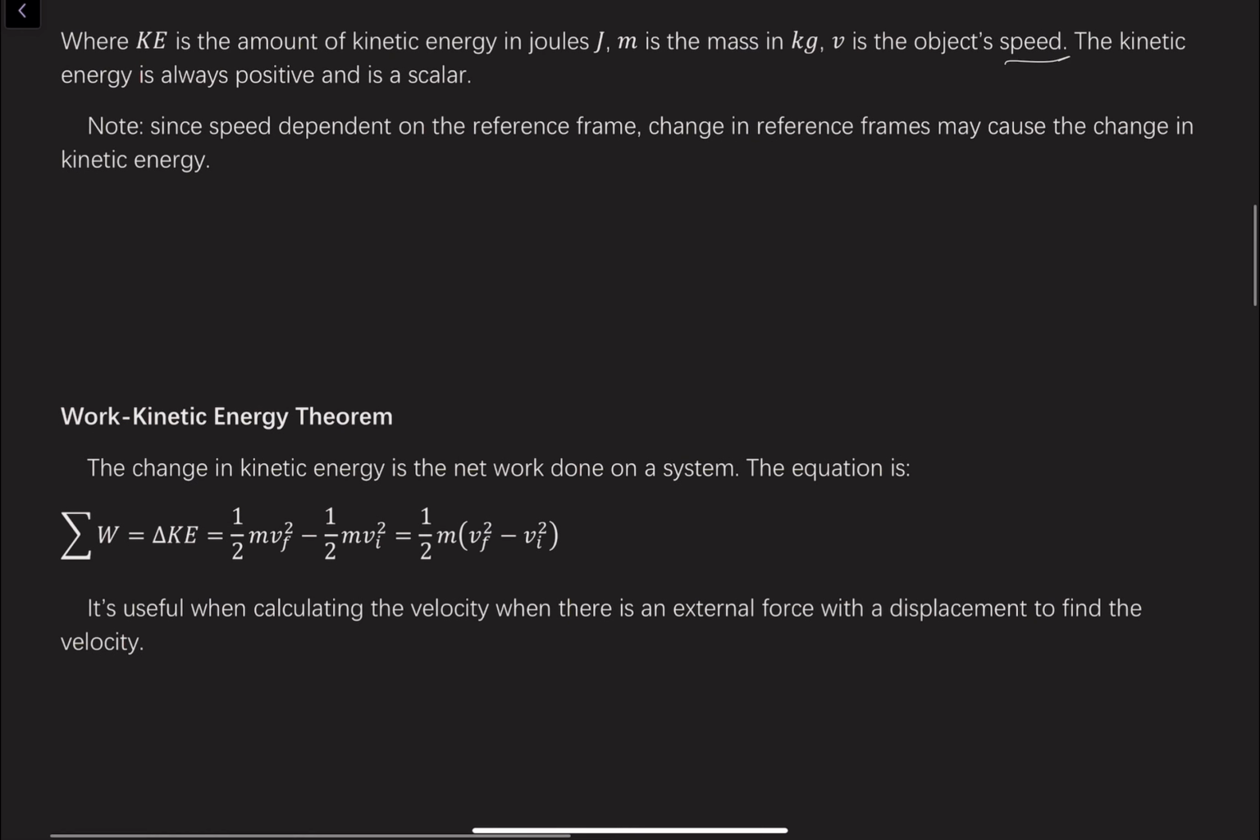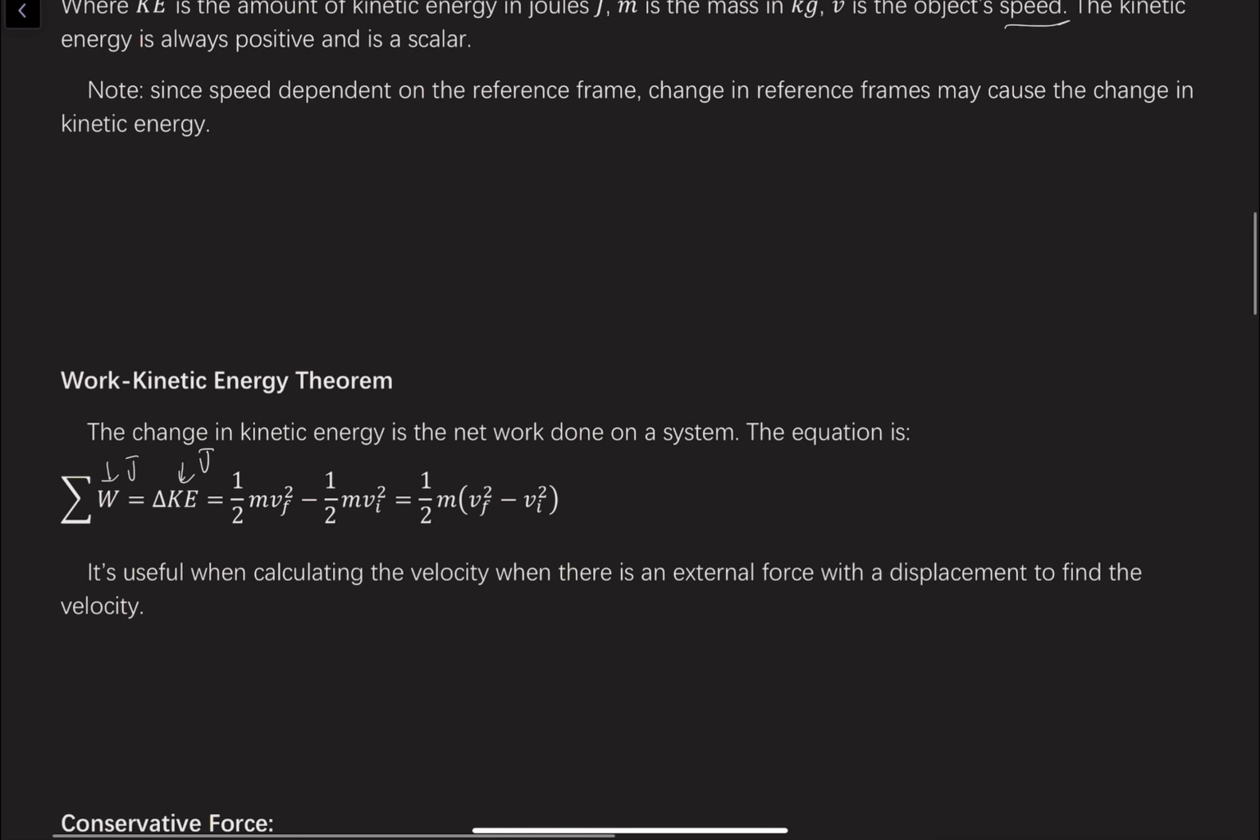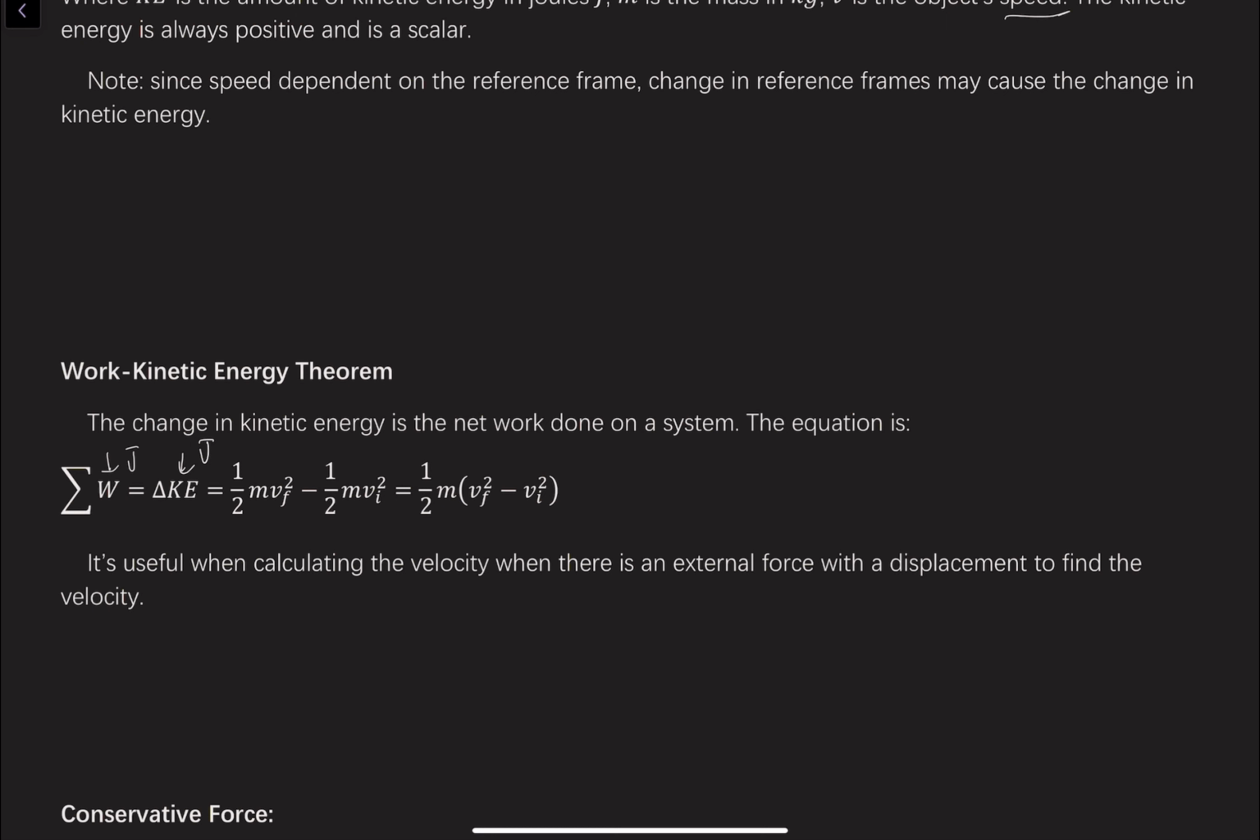Work-energy theorem. The change in kinetic energy is the net work done on a system. If you realize that the unit for work is joules, and the unit for kinetic energy is also joules, they're equal to each other. The net work is equal to the change in kinetic energy, which can be written as 1/2 m v final squared minus 1/2 m v initial squared, which you can simplify like this. It's very useful when calculating the velocity when there's a net force with a displacement.